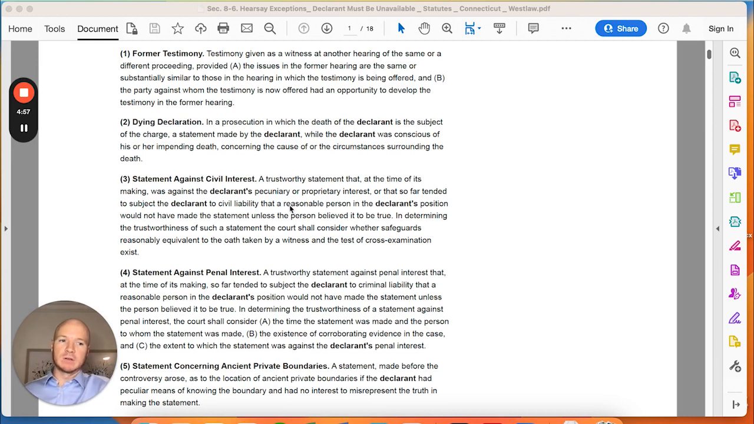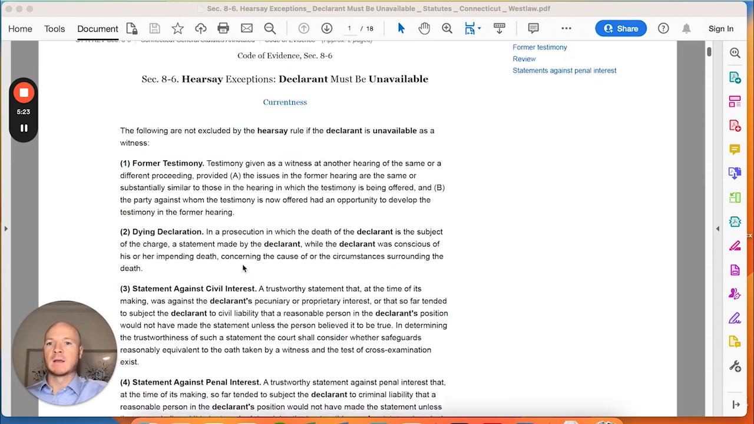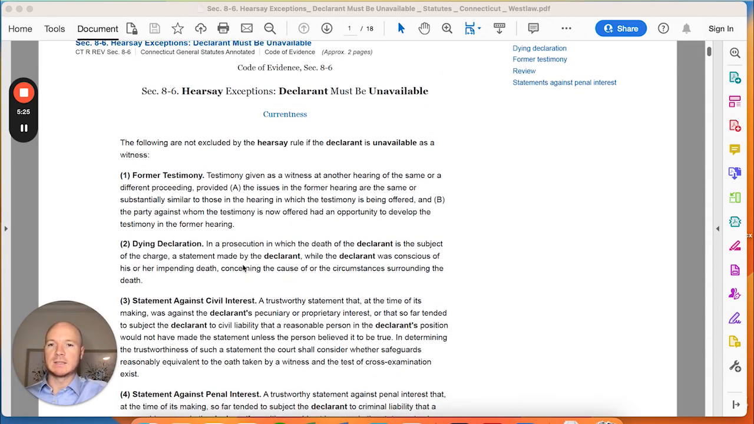So I don't know, let's say the husband had a friend who said at a press conference or during a police investigation that he and the husband who's in the divorce trial robbed a bank together or they embezzled money together. Well, that would be a potential statement against civil interest or statement against penal interest by that witness, that would potentially make the hearsay statement admissible so long as that declarant is unavailable.